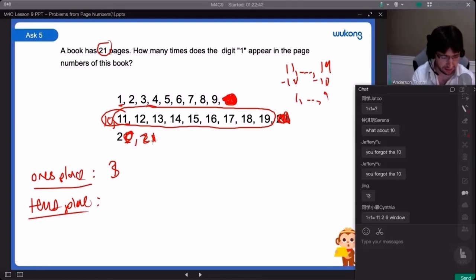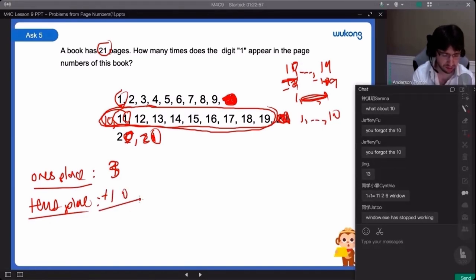All right, so 3 times in the ones place, here, here, and here. And then in the tens place, we have those 10 digits. So it's really from 10 to 19. So I'd subtract 9 from each. So that would be 10 numbers. 10 plus 3 is 13. All right, sorry about that.